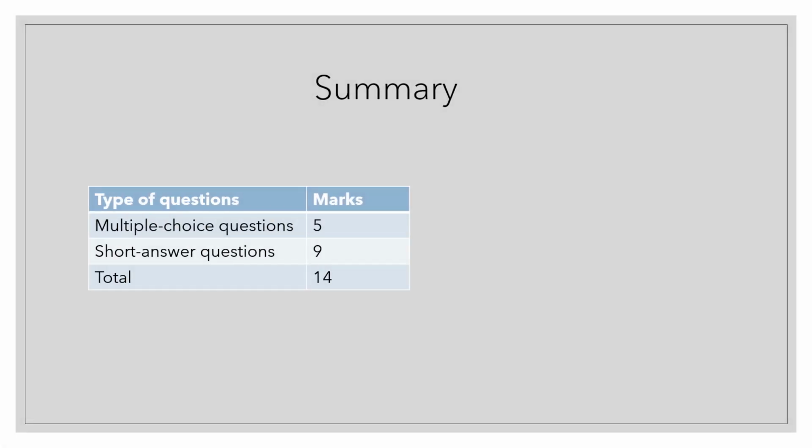There are 5 multiple-choice questions worth 5 marks, and 1 short answer question worth 9 marks in this section on equilibrium and rate of reaction. The overall score for this section is 14 marks. With a total possible score of 120 points, the percentage for this section was 11.7% of the total score.